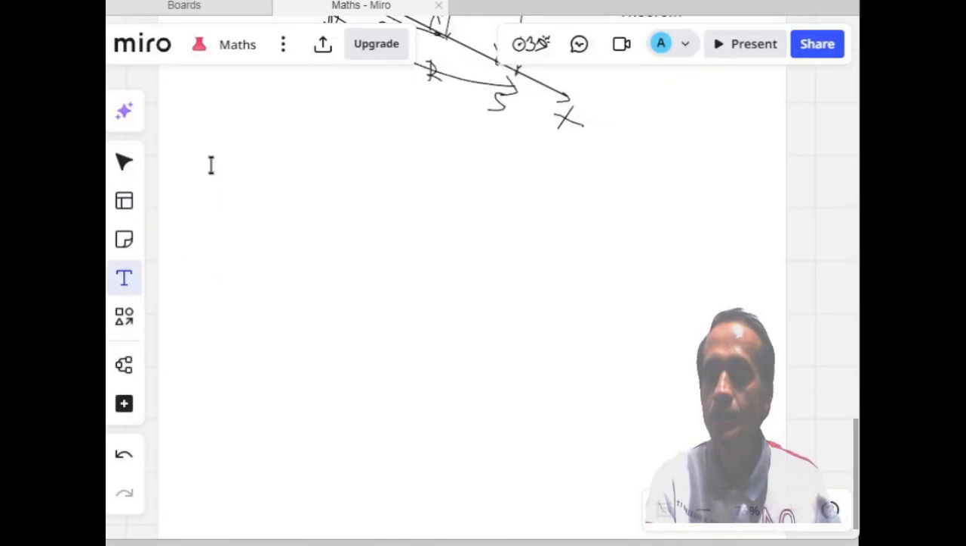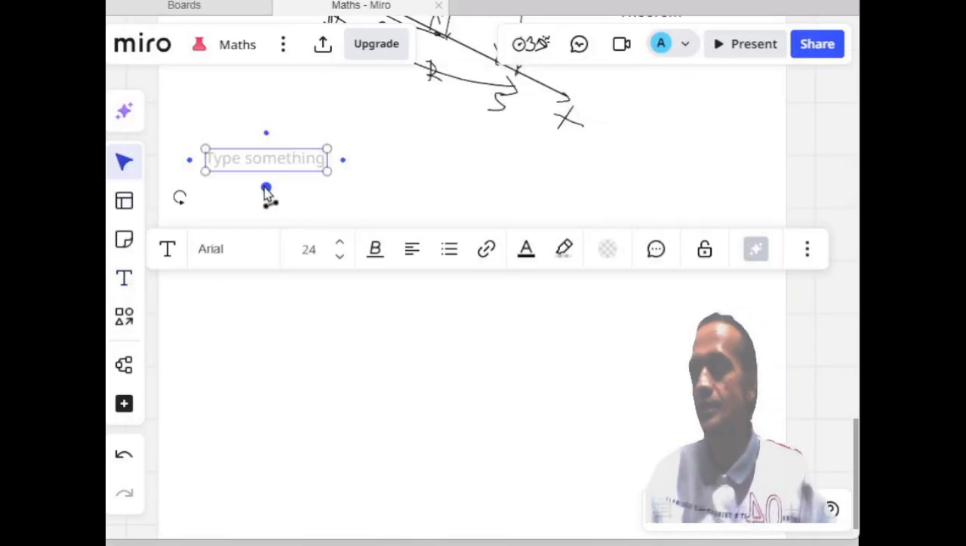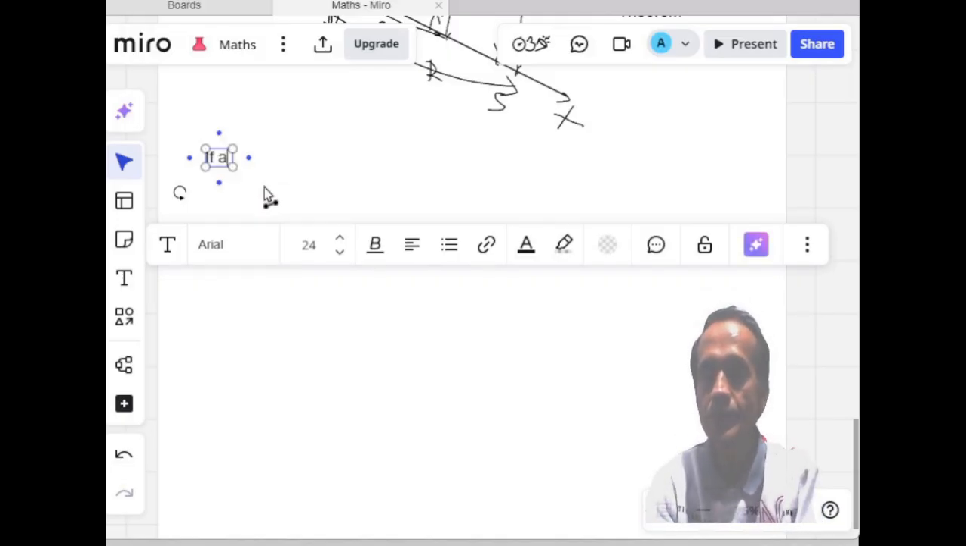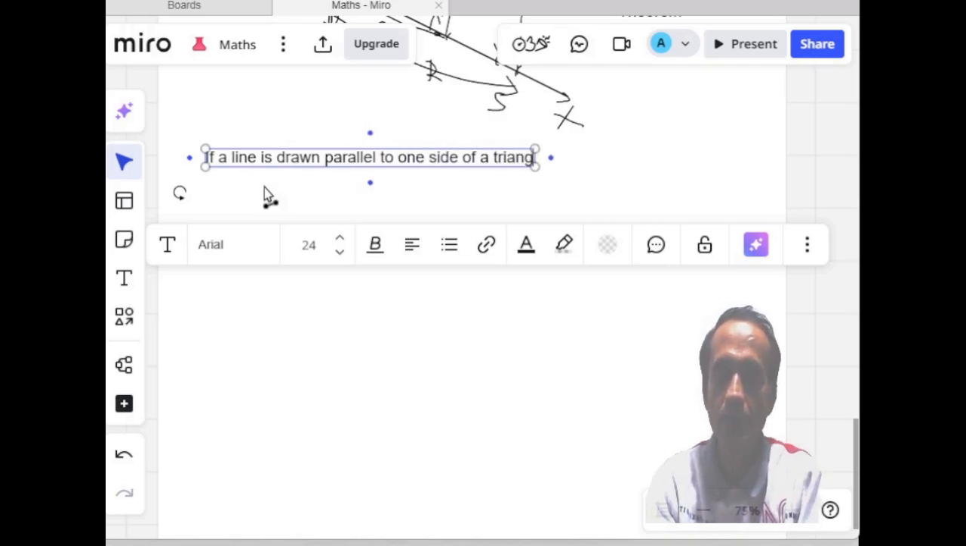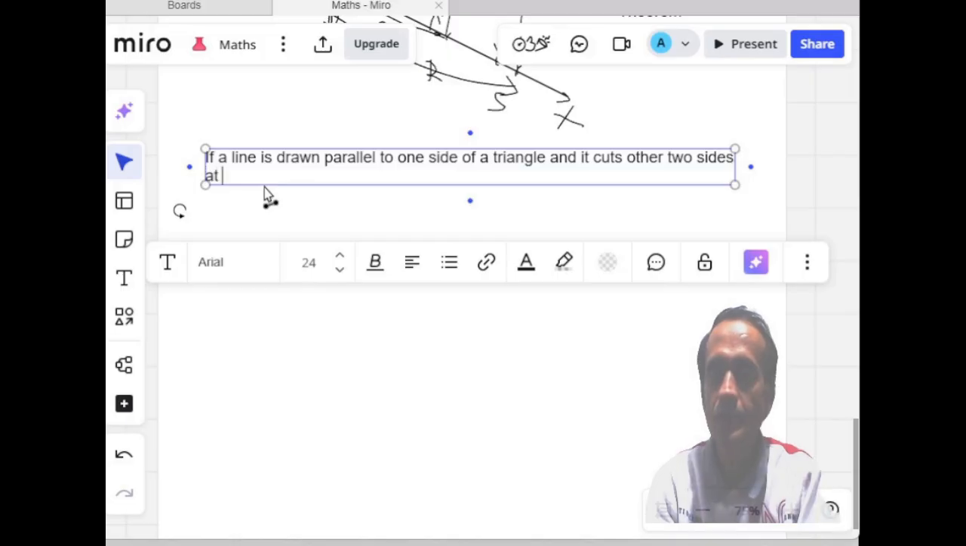Now we go to the first theorem. The theorem is: if a line is drawn parallel to one side of a triangle and it cuts the other two sides at two distinct points, then the two sides are divided in the same ratio.